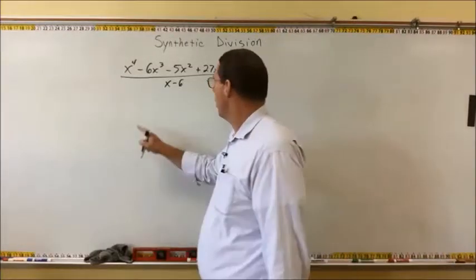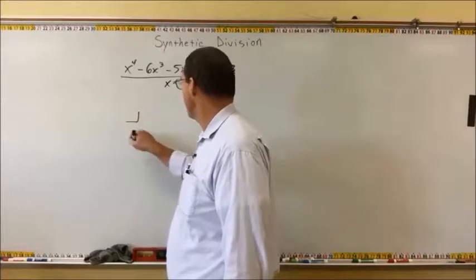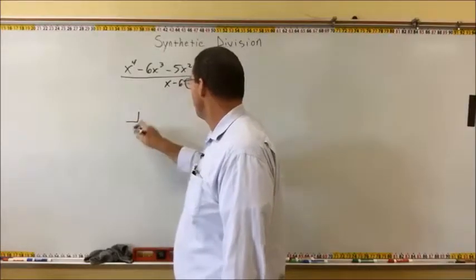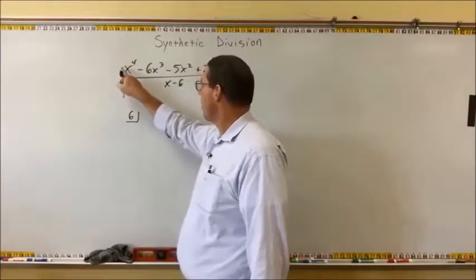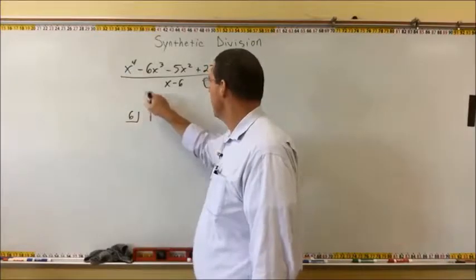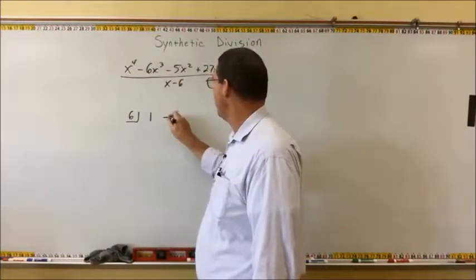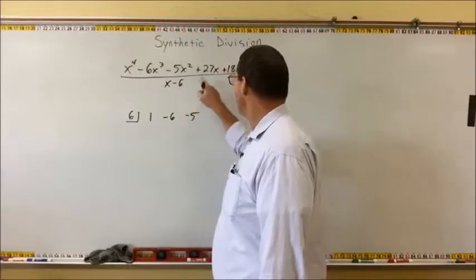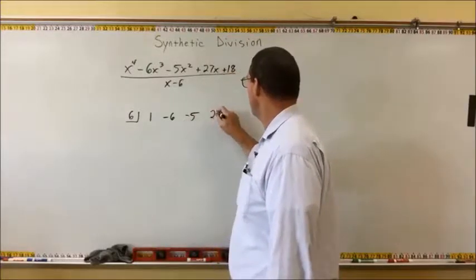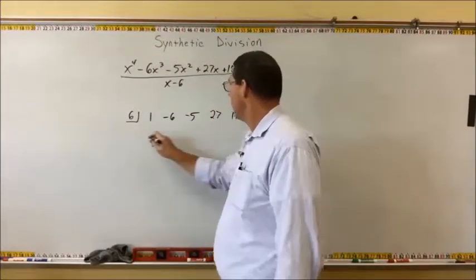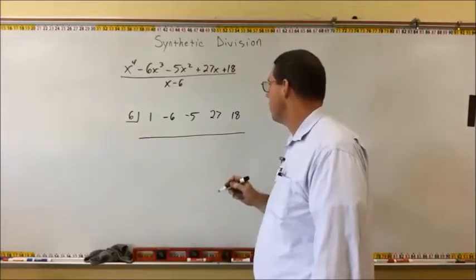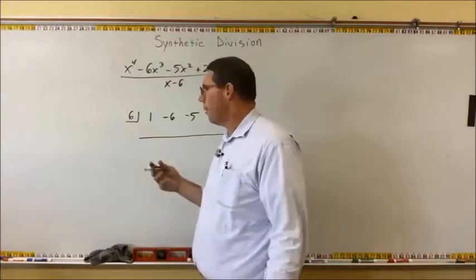All right, so we're going to do our half box. What are we going to put inside the half box? Positive 6. Then we've got a 1 in front of the x to the 4th. Then a negative 6 and a negative 5. Negative 5. Then we've got a 27 and an 18. Then I'm going to draw this line here, right? Then, how are we going to start this?